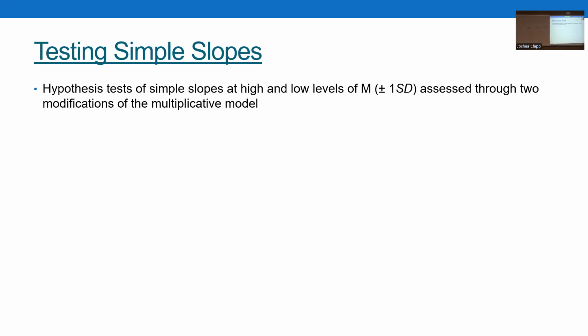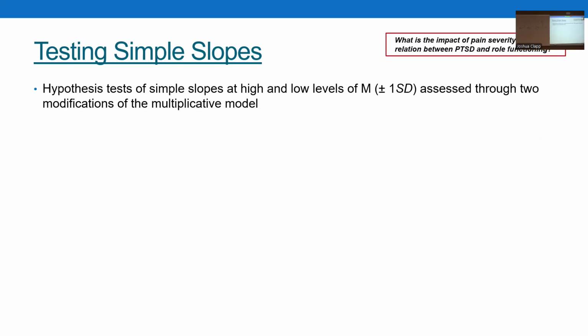So what we can do though is harness the power of SPSS and algebra to start bending it to our will to be able to get actual tests for this, okay? And again, this is if we're using a standard approach of looking at conditional effects at a standard deviation above and below. All we need to do is make a couple modifications to our multiplicative model here, okay?